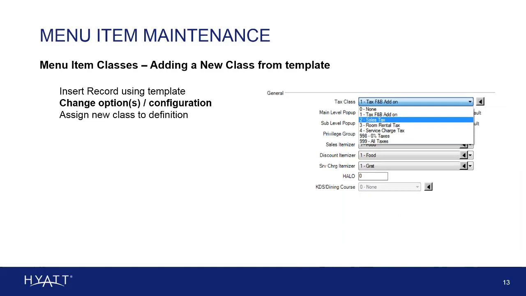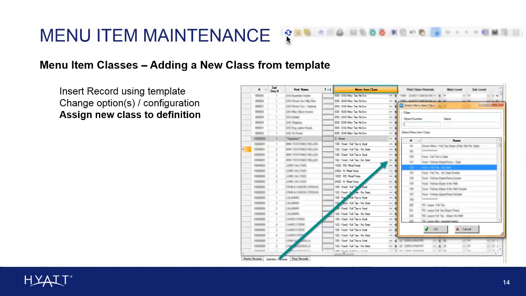Then I'm going to go to that general tab and just change that one option. Change it from the tax F&B add-on to sales tax in this case. That's what makes it retail tax. I'm changing the tax class on the new class I created from that template. And then lastly, once I've saved this, I go over to my menu item definition and update the class that's assigned to that definition to the new one that I just created.